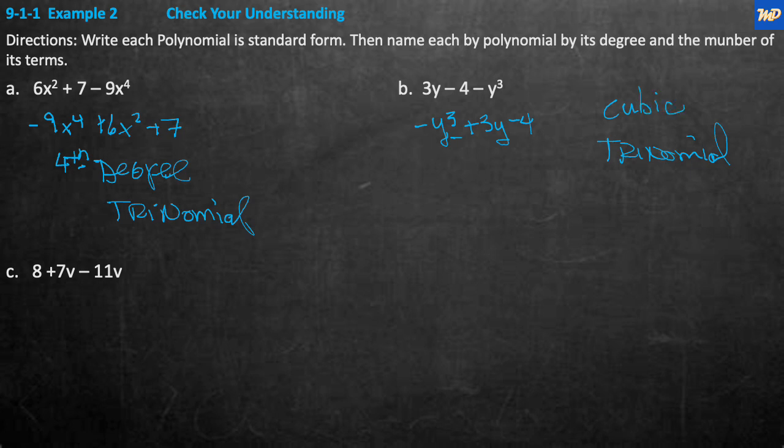Okay, how about this one down here? We have 8 plus 7v minus 11v. Well, you put them in order, so we could say 7v minus 11v plus 8. Well, these v's are going to add together, right? So you have 7 minus 11, you're going to have negative 4v plus 8. So what is this? This is a linear polynomial, and it is a linear binomial, right?